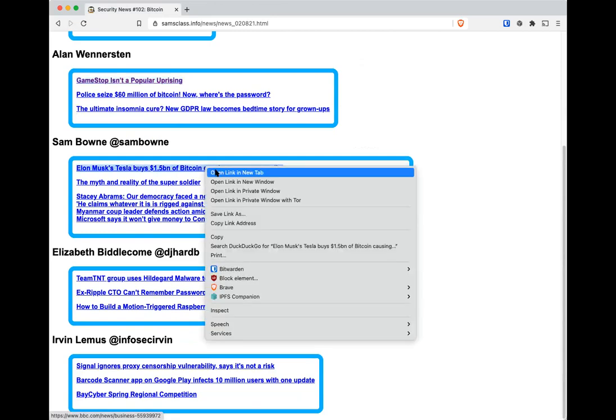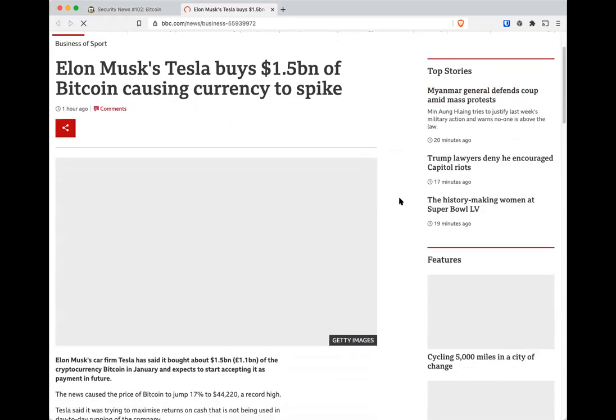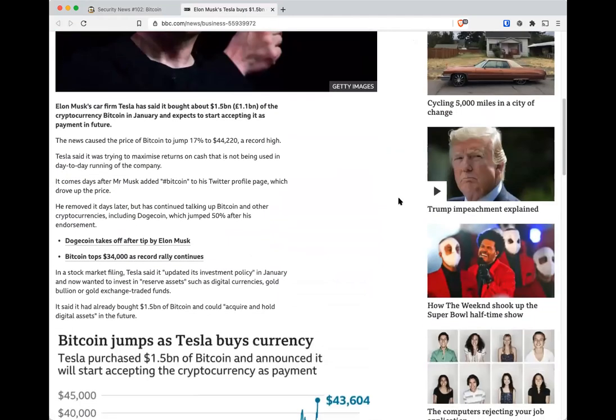So anyway, Elon Musk has been pushing Bitcoin and Doge, and he finally put $1.5 billion of his money into Bitcoin. So that pushed Bitcoin even higher.